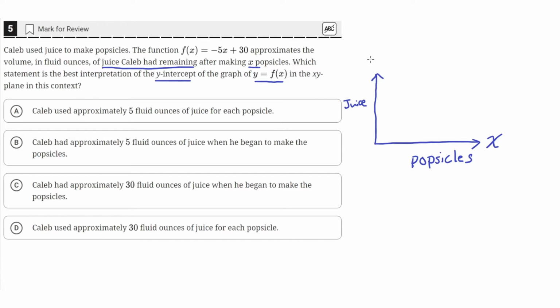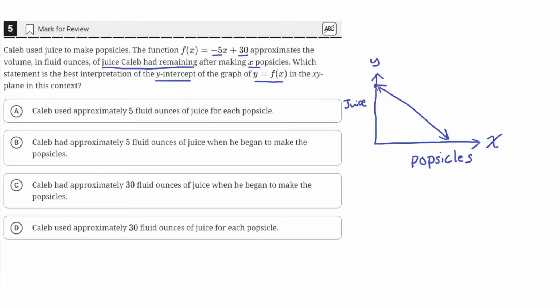So this will be x and this will be y. And this function looks something like this. It's a downward sloping function since the slope is negative 5 here, which is a negative number, and the y-intercept will be at y equals 30 on the y-axis up here.